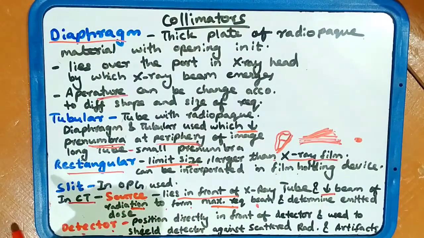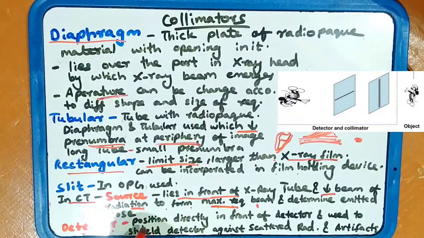What does the detector collimator do? The detector collimator is placed directly in front of the detector and is used to shield the detector. It is used for the shielding of the detector, to protect the detector against scattering radiation. It shields the detector against scattering artifact. It prevents the artifact.